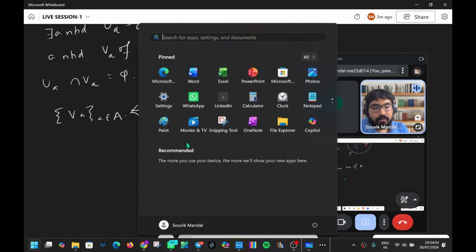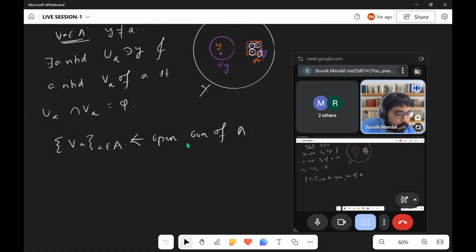Okay. So first, tell me, is it clear to you whether Va is an open cover of A? This line is clear to you or not? Yes, sir. Why is it an open cover? Because for every point of A we get an open set. Correct. So that means for each a we are getting an open set which covers A, correct? Yes, sir.